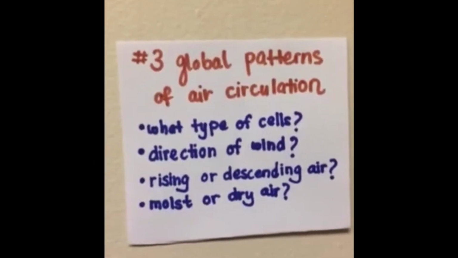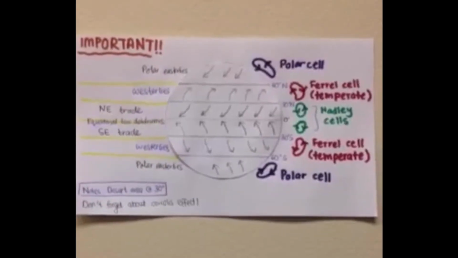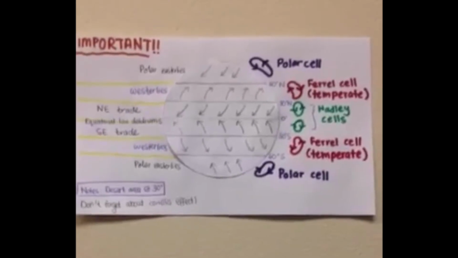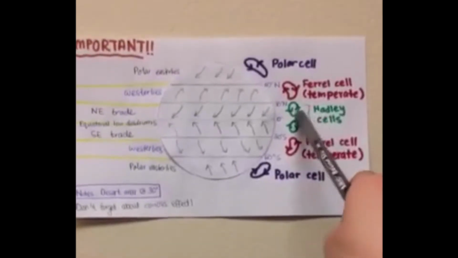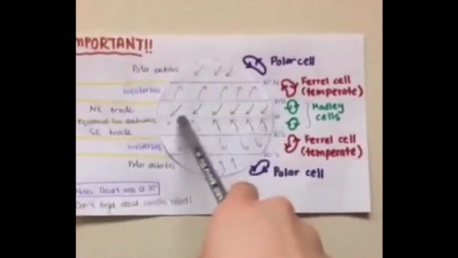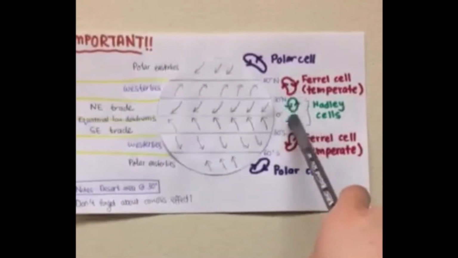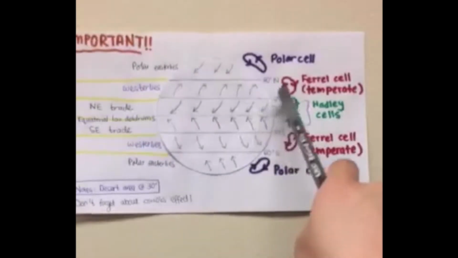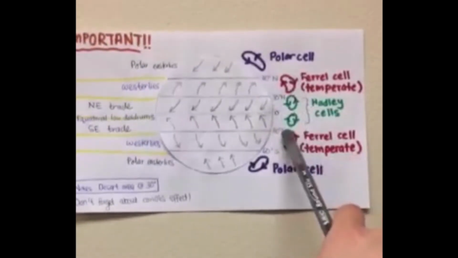These are the questions that you should consider while talking about air circulation. Here you can see 3 types of cells: the Hadley cells, Ferrel cells, and polar cells. If we take a closer look at the Hadley cells, we can see that there's going to be rising air, thus causing a moist tropical climate at the equator. There's also going to be descending dry air, which is going to absorb the moisture, which is why we have deserts at 30 degrees north and 30 degrees south.